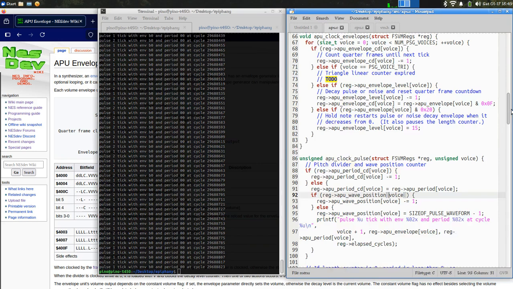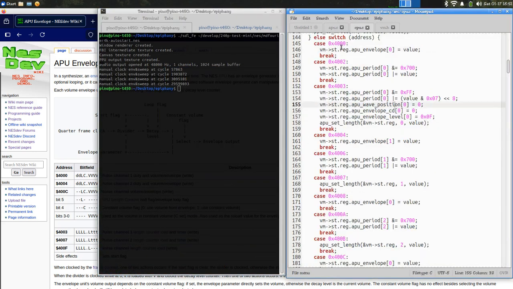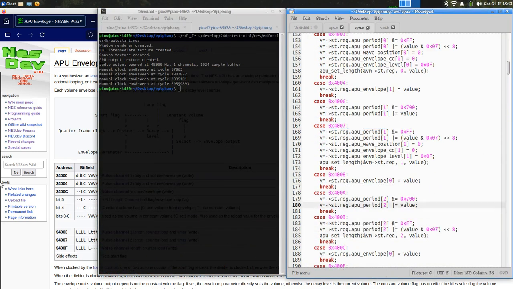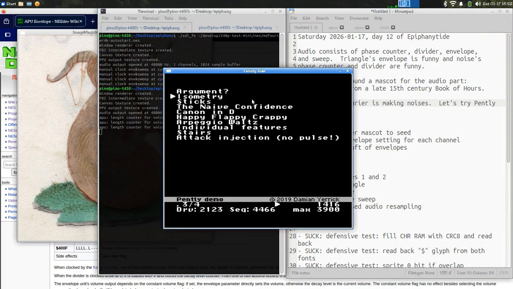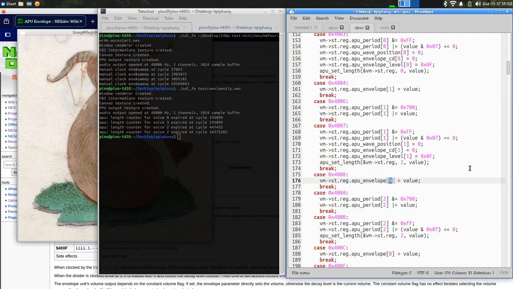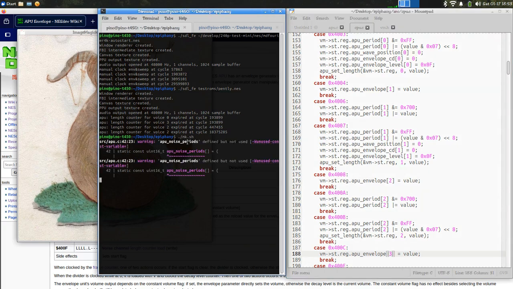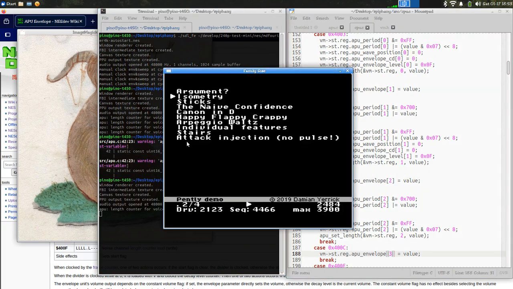MD Fourier was starting to play recognizable noises. I replicated Pulse 1's period high byte logic into Pulse 2. A sound driver is a part of a game that interacts with the APU. From 2009 to 2016, I wrote my own sound driver called Pentley. Pentley helped me find a typo. Triangle envelope was clobbering pulse envelope. I had both pulses, though they weren't perfect.